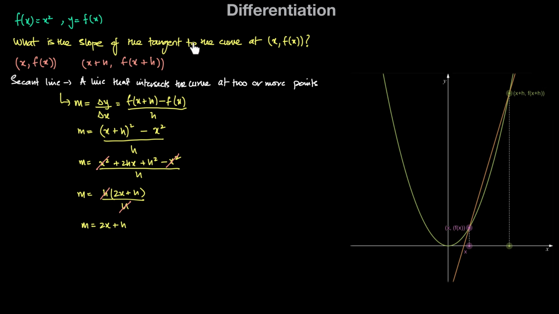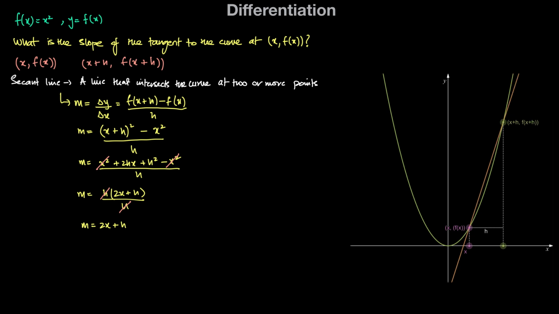what is the slope of the tangent to the curve at the point x comma f of x? Now if we turn our attention to the graph, we can see that h is the horizontal distance between the points x comma f of x and the point x plus h comma f of x plus h. Now what happens to the slope of the secant line as h decreases? What I'm saying is, if the point on the right moves closer to the point on the left, what happens to the slope of the secant line?